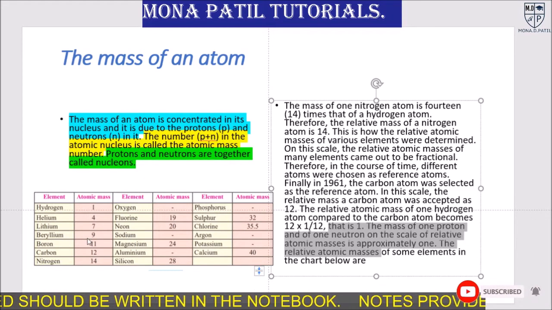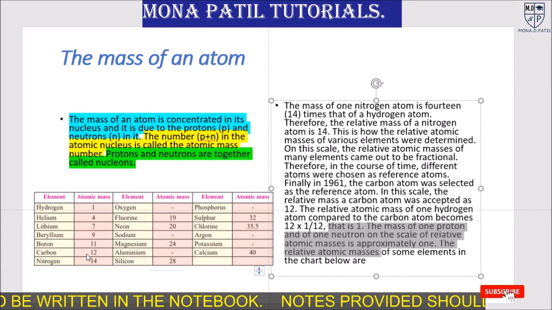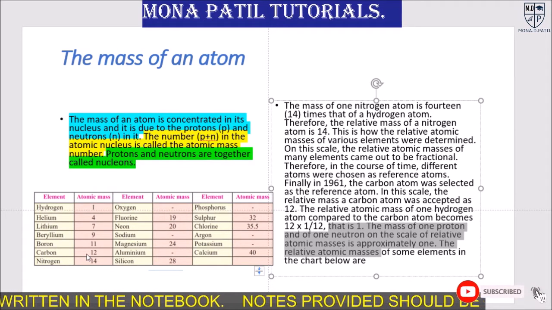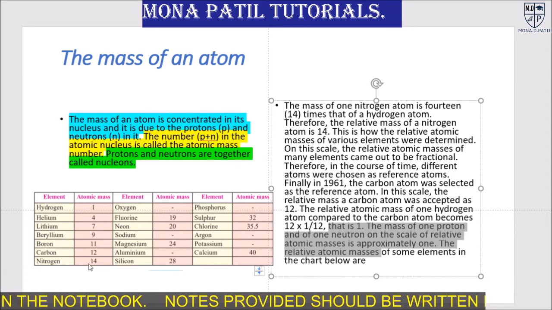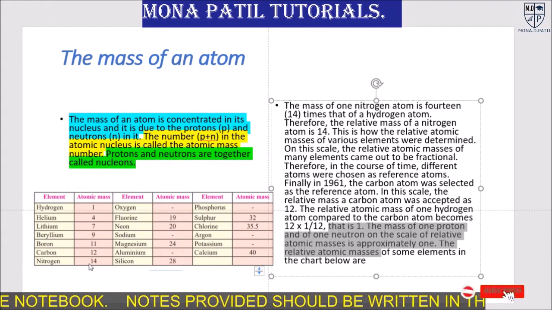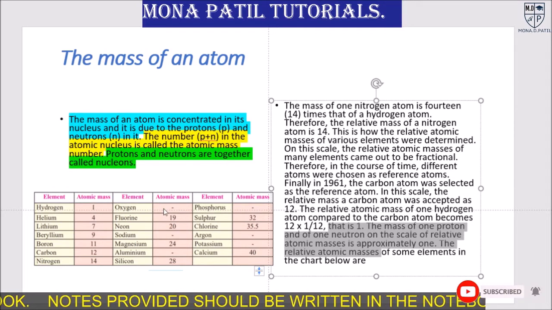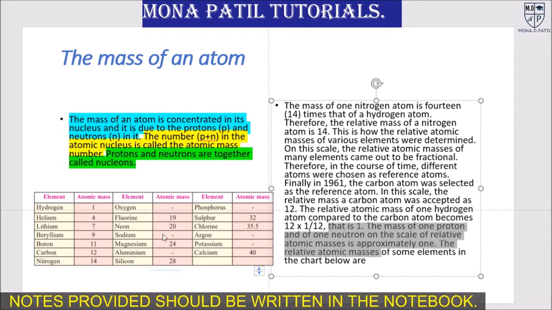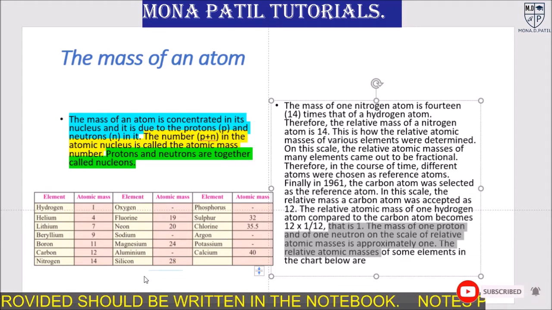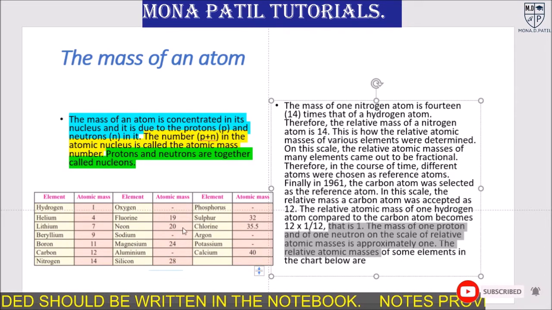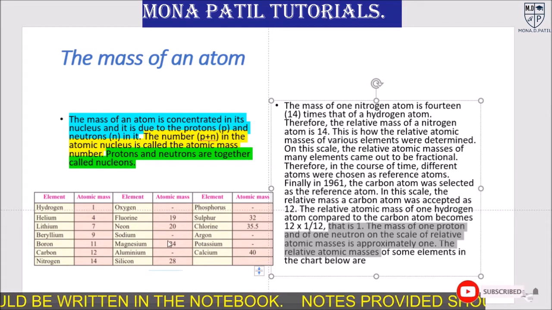Carbon has atomic number 6 and atomic mass number 12, nitrogen 7 and 14. It is not the same for all the elements. Oxygen is 16, sodium 11 and 22, like that. So you can understand all these elements and their atomic masses given here.